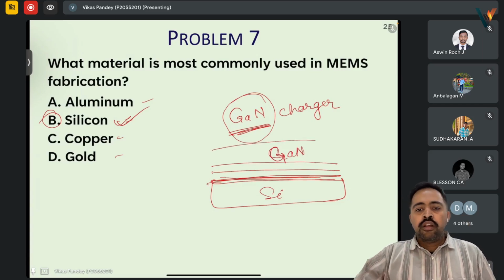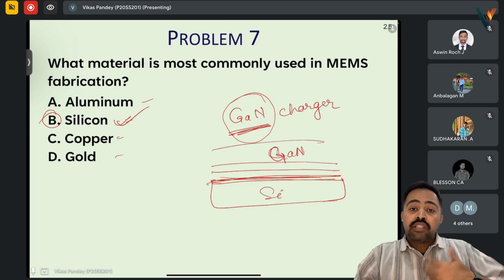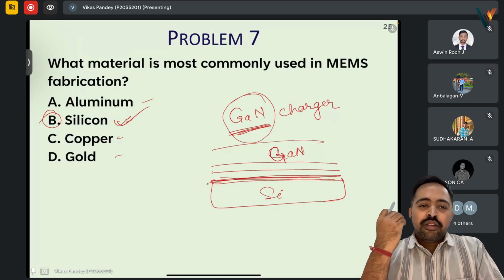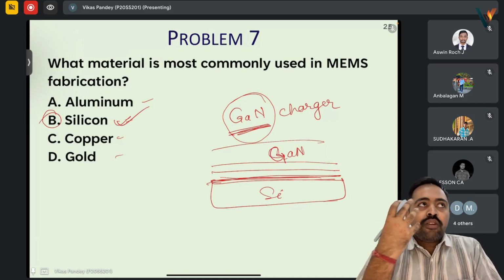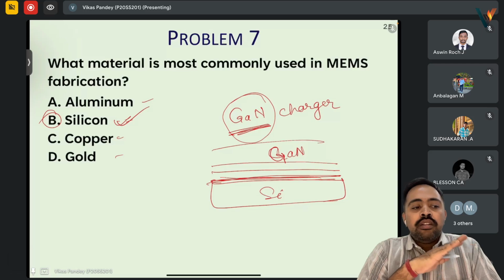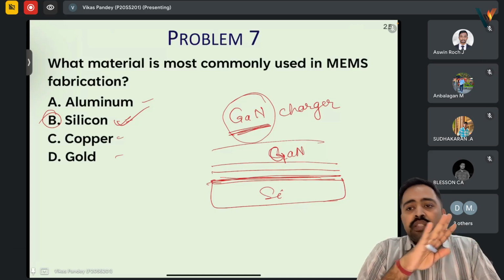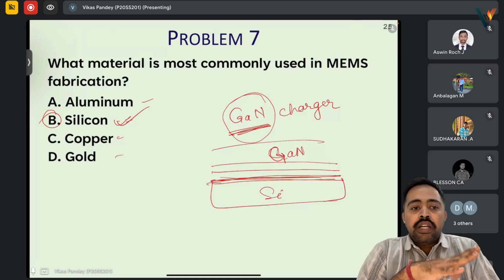So the dominance of silicon is there because the technology related to silicon has matured well, and it is very dominant in the semiconductor industry. That's why silicon is most commonly used.